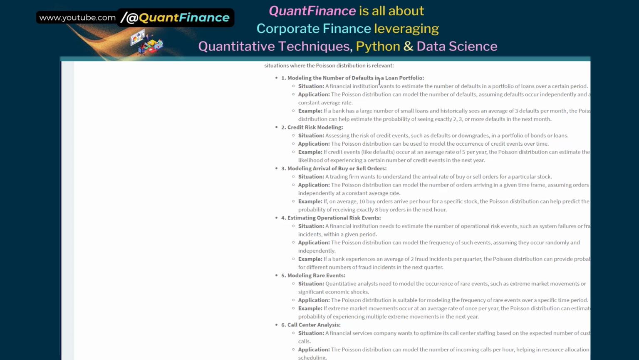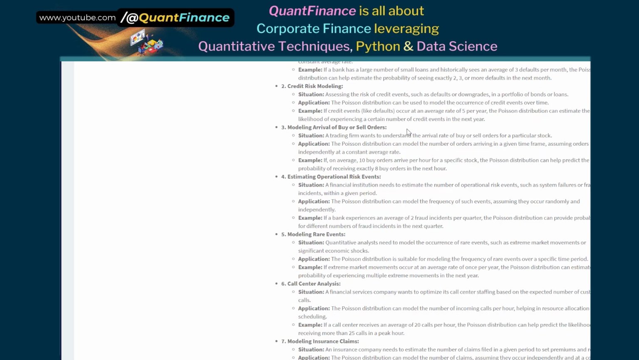This Poisson distribution is very well used in corporate finance and quantitative finance situations. We can use it in the case of loan defaults. For example, if a bank has a large number of small loans and historically sees 3 defaults per month, then Poisson distribution can be used to calculate the probability of having 2 defaults, 3 defaults, or 4 defaults next month. So this way it can be used in many quantitative finance situations.